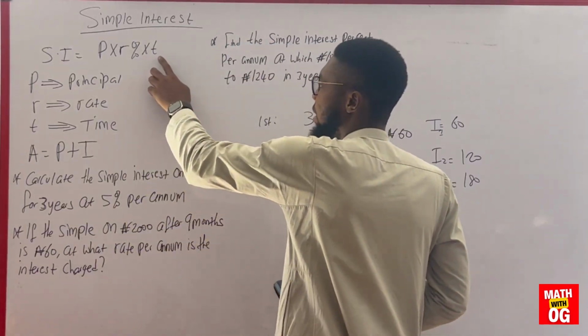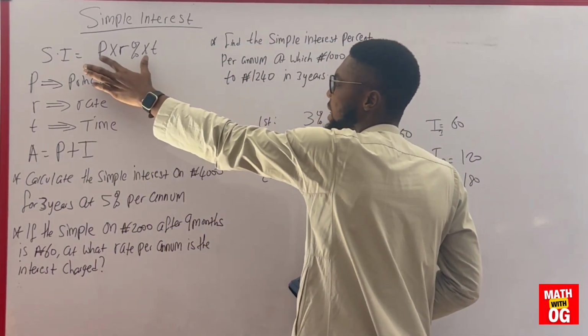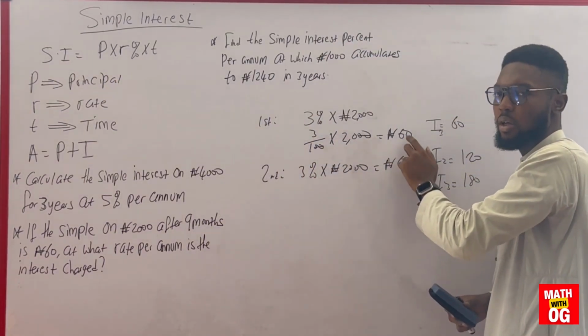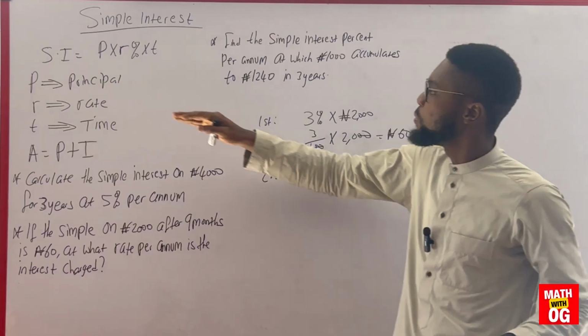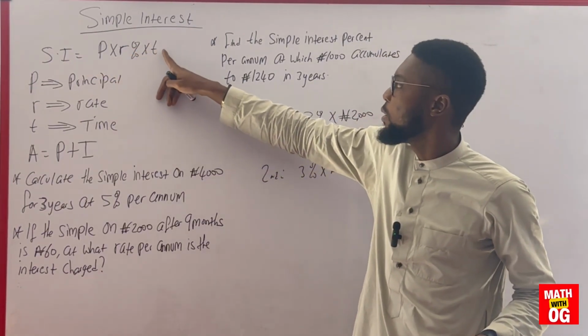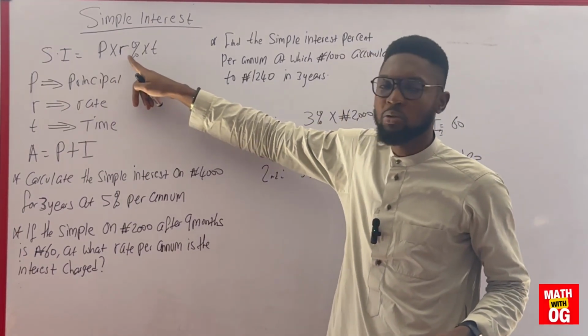Hence, we have a time here. Principal times rate percent is what we use in getting the interest every year. But since this principal times rate percent are constant, if it's 1 year, it is simply principal times rate percent.